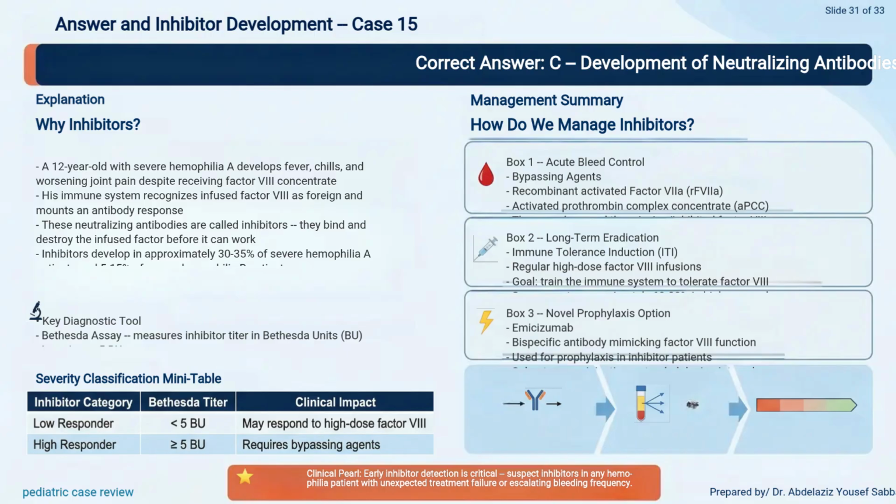As a novel prophylaxis option, emicizumab is a bispecific antibody mimicking factor VIII function given as a subcutaneous injection with extended dosing intervals. Early inhibitor detection is critical. Suspect inhibitors in any hemophilia patient with unexpected treatment failure or escalating bleeding frequency.